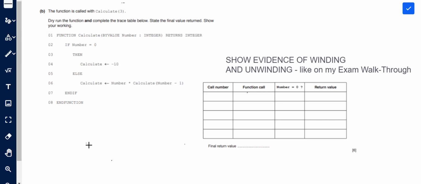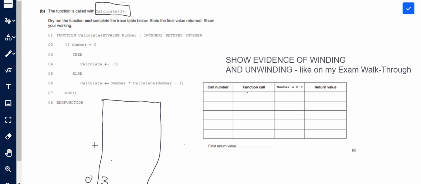Okay, so what I'm going to do is I'm going to do a stack. And I'm going to put 0, which is going to be our original function call, which is we want to send in the number 3, which is this. We're then going to do our first function call, which is calculate number minus 1. So we're going to be sending in calculate minus 1. So number is 3, take away 1, it gives us 2.